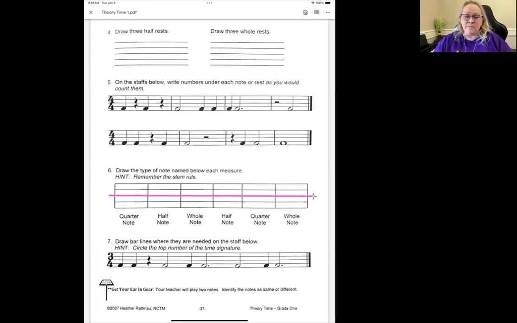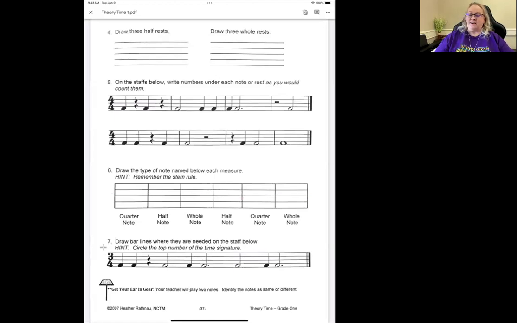And is the stem on the right side of the note, or is the stem on the left side of the note? You need to know those rules. The more you look at notes, the more you'll get used to it. Look at the notes you draw and compare them to notes that are already on the page.